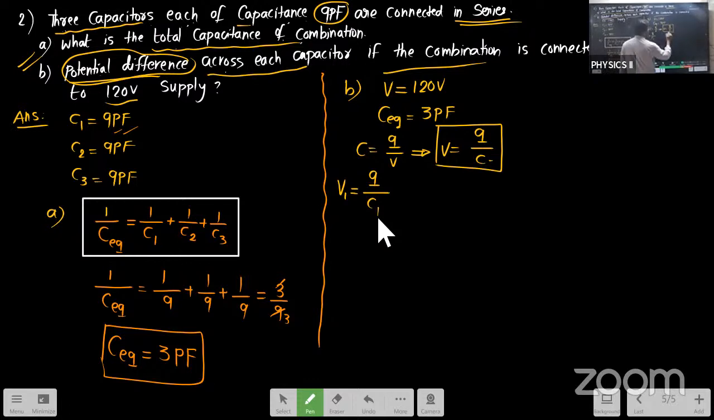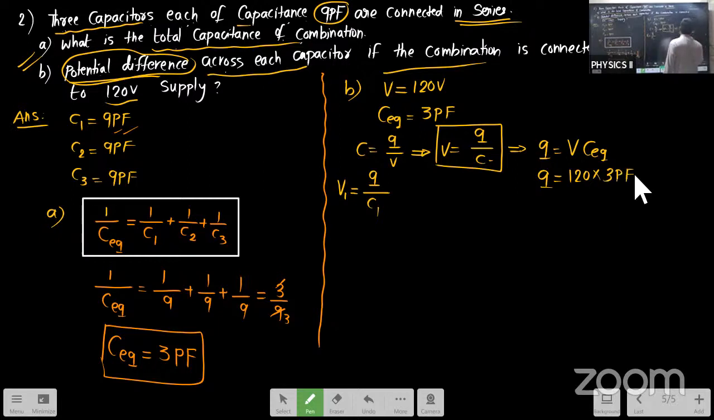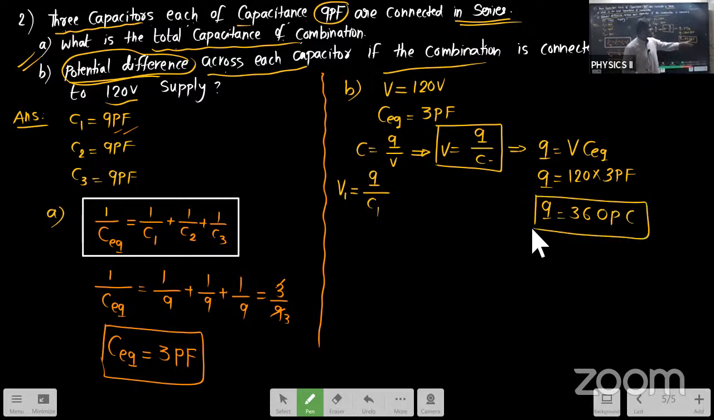First of all, we should know the value of Q. So from here I can write Q equals V into C equivalent, as the same amount of charge will flow in a series combination. There is no division of charges. That is the reason I am first determining the charge Q. So Q equals how much? 120 into 3 picofarad. This will become Q equals 360 picocoulomb. The unit of charge is coulomb. So 360 picocoulomb.